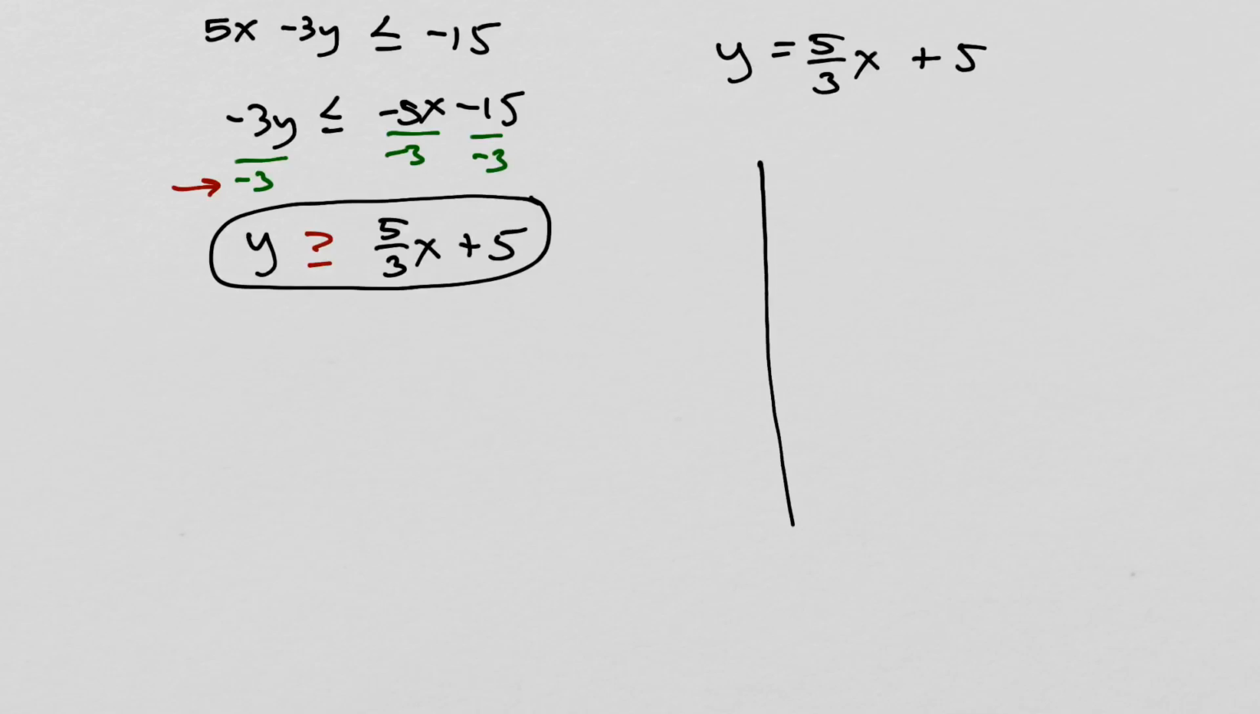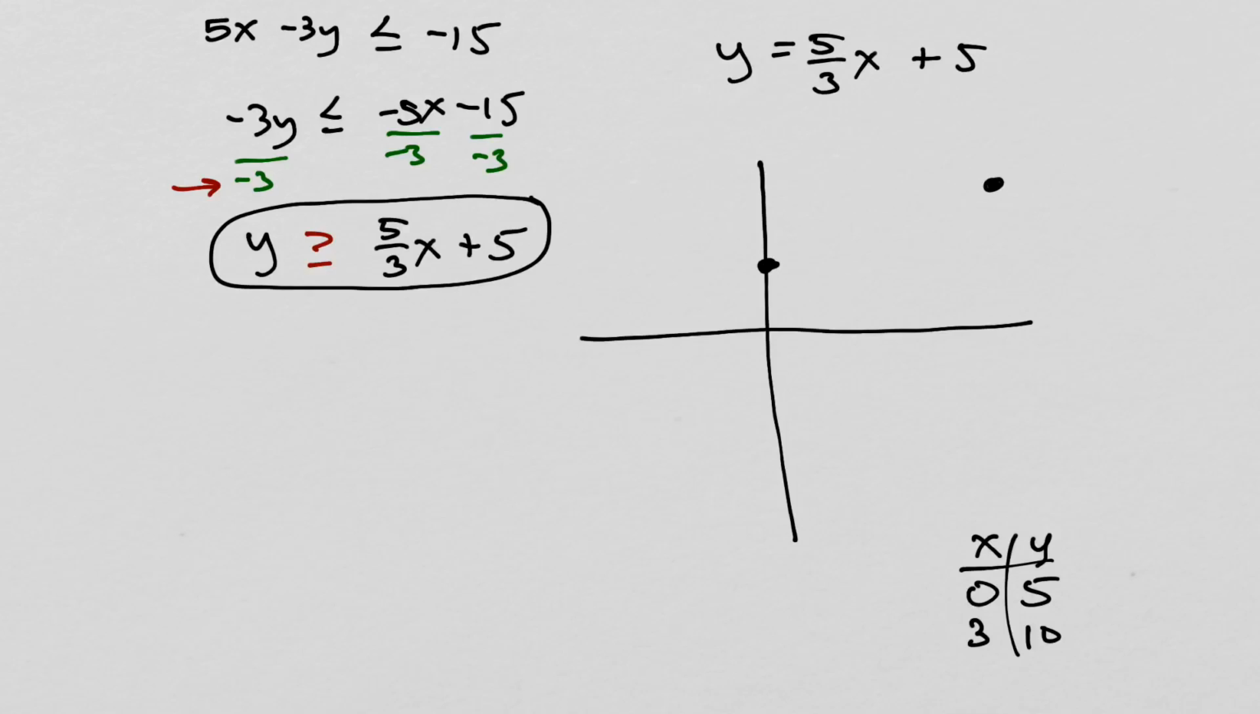Okay? And if you notice here, this is greater than or equal to, so I'm going to use a solid line for this one, since we can touch the line. Let's see, when x is 0, my y value is 5, and when x is 3, my y value is 10. So I've got (0, 5) and (3, 10), and again, I can equal it, right? So I don't need a dotted line, I can use a solid line right here.